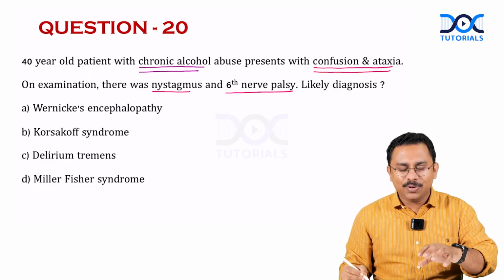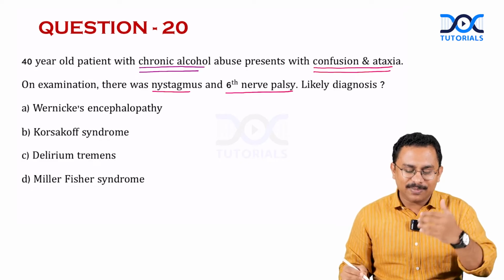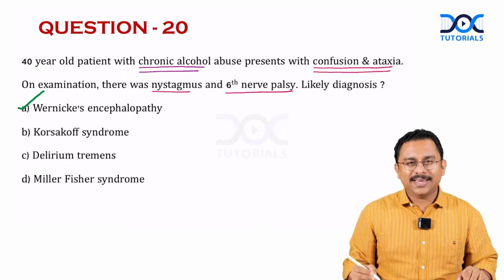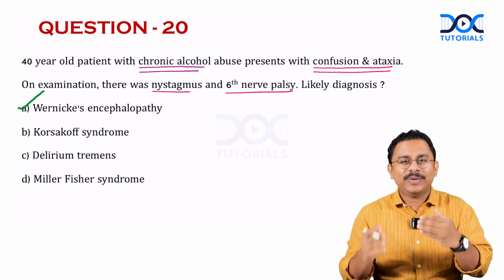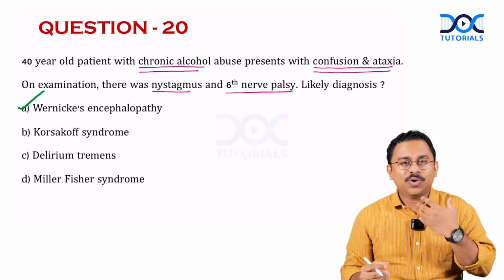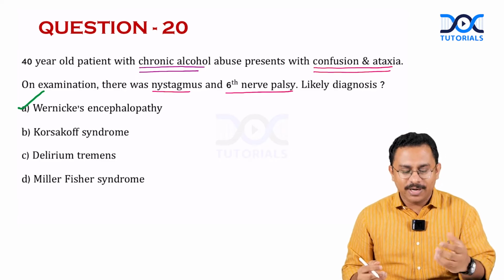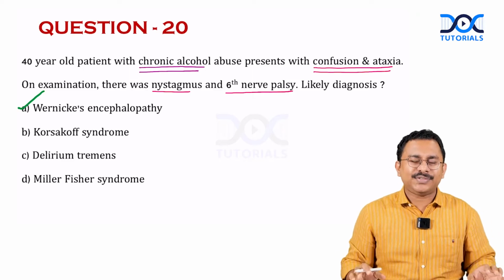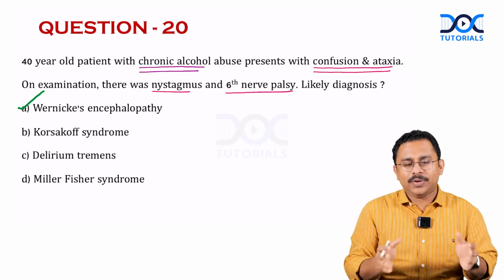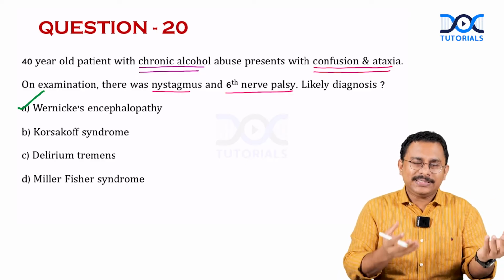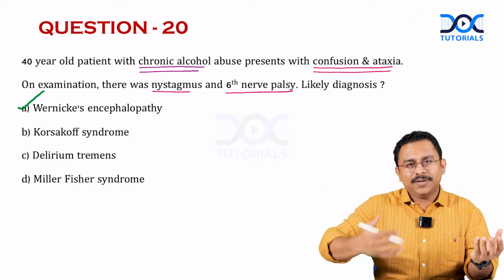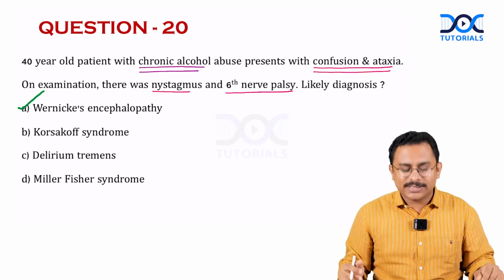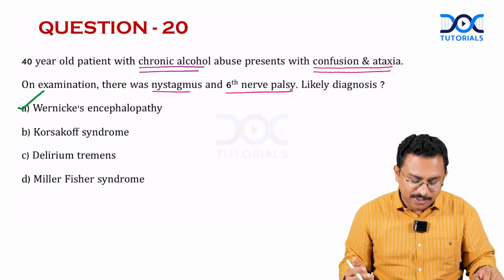So chronic alcohol abuse, background history, confusion, nystagmus, ataxia, sixth nerve palsy, clearly heading to the presentation of Wernicke's encephalopathy. Remember, even Korsakoff syndrome is a related syndrome, but there is no definite mention of any memory loss or confabulation, so I'm not picking that as an answer. But remember, Wernicke encephalopathy and Korsakoff syndrome are part of the same spectrum. On one side you have Wernicke's, and as it progresses after recurrent attacks of Wernicke's encephalopathy, the patient goes into a state of Korsakoff syndrome or Korsakoff psychosis.